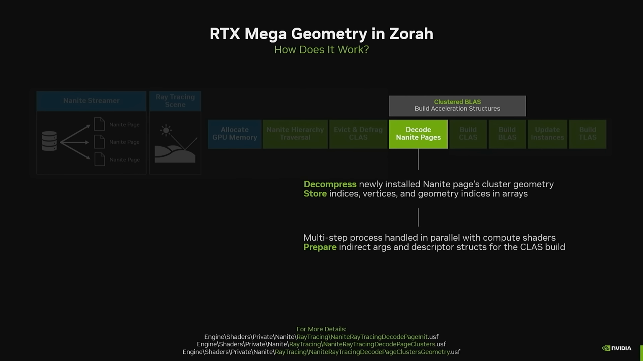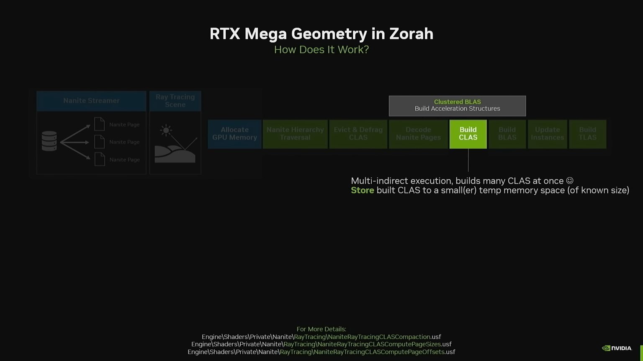And at the bottom of the slide here, you'll see some links to some shaders. We're releasing the code in NVRTX. It's actually already up now. And so these are the shaders you can go to see exactly what happens in this process. It's too much to talk about here, and you might fall asleep. So you can look at it in your own time. But the big takeaway of this process is that we want to prepare indirect arguments and descriptor structs for the CLAS builder to consume.